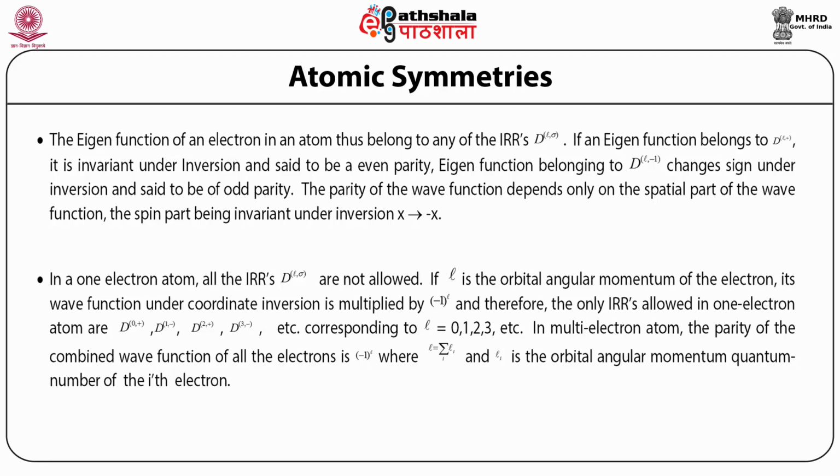In a multi-electron atom, the parity of the combined wave function of the electrons is minus 1 to the power L, where L is the sum over all the L_i's, where L_i is the orbital angular momentum quantum number of the ith electron. Which means that a one electron system in the S shell has even parity, in the P shell has negative parity, in the D shell has positive parity, and so on.